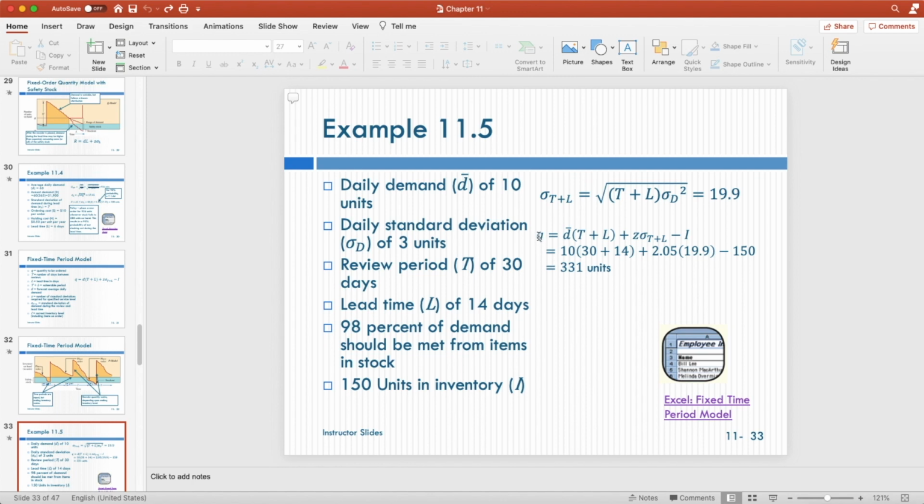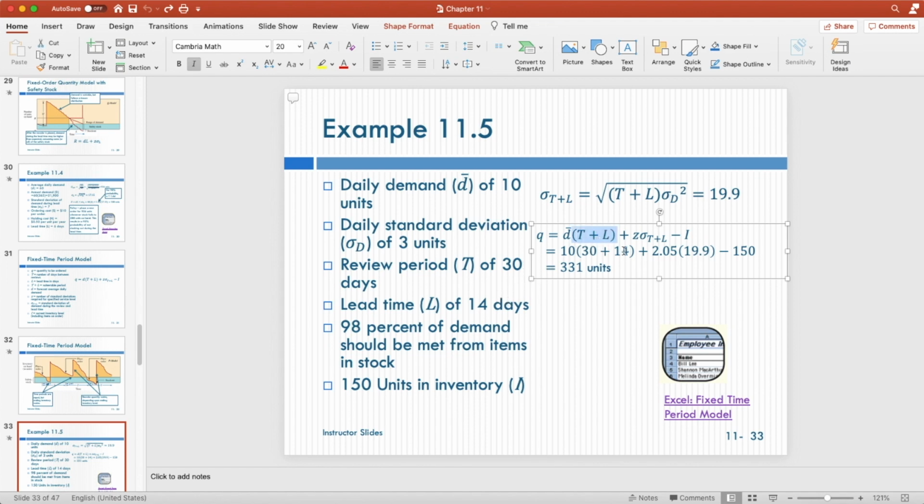So the equation is already shown from the last slides, which is d bar times (T plus L), plus z times sigma of (T plus L), minus I. What is d bar? Very simple, it's the mu, so d bar is 10. And what is T? T is basically the review period, which is 30 days. And what is L? L is basically 14 days.